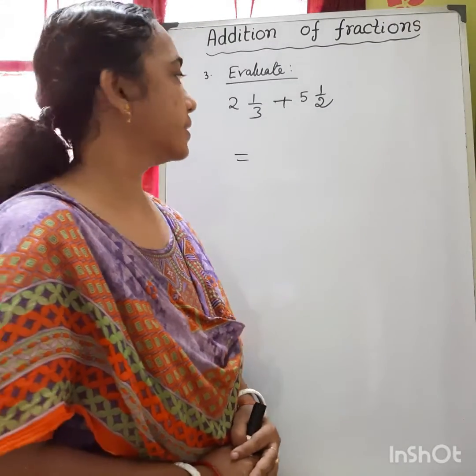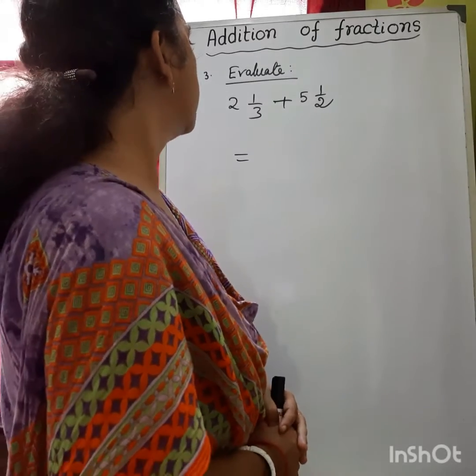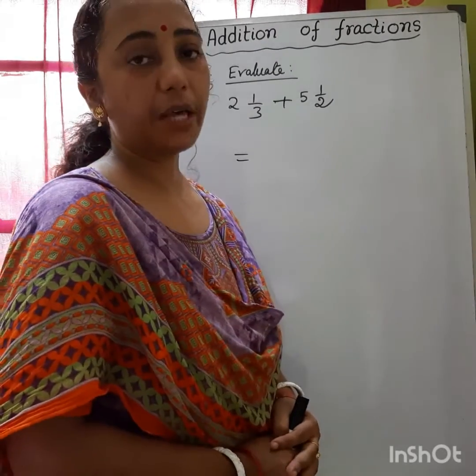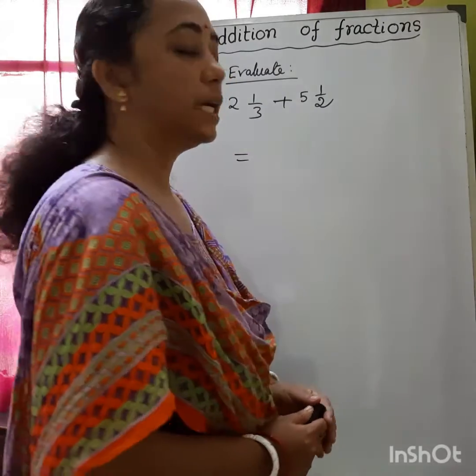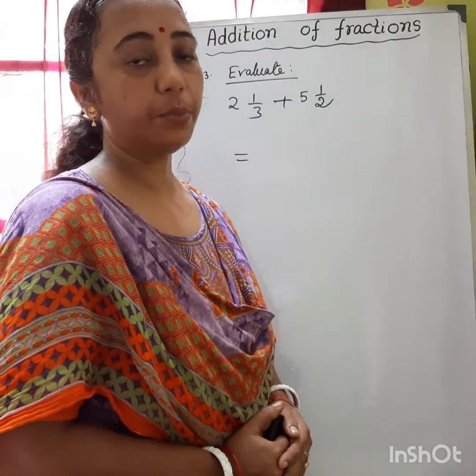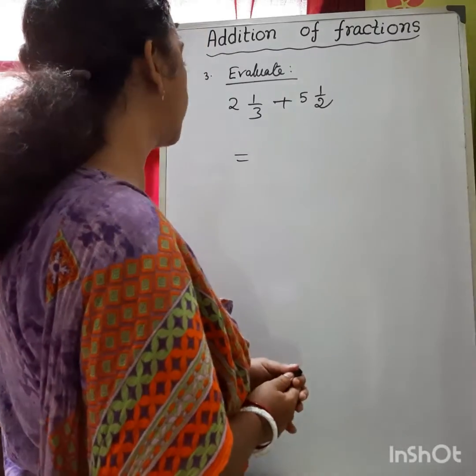Now let us do another example, that is to evaluate 2 whole of 1 by 3 plus 5 whole of 1 by 2. Both are given mixed fractions. So first we convert each of the given mixed fractions to an improper fraction. So let us convert first.